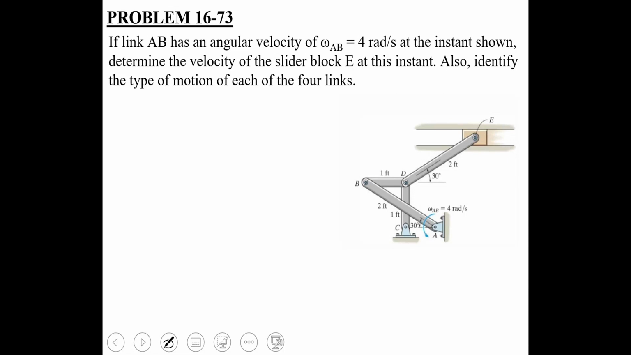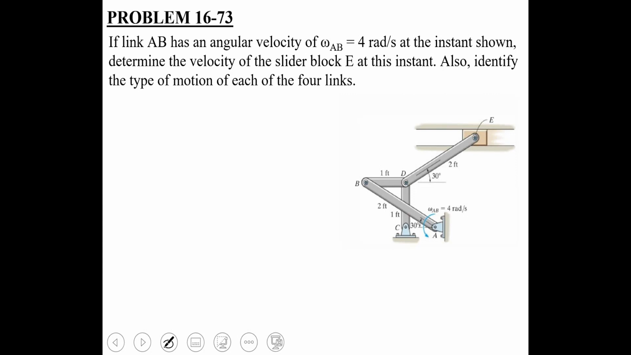since slider E is constrained to move within the horizontal slot, its motion is going to be translatory motion. So overall you have 5 links. 2 of them are in rotational motion, 2 of them are in general plane motion, and 1 of them is in translation. For the links in rotational motion, you are going to apply V equal to omega cross R. For those links undergoing general plane motion, you are going to apply the relative velocity equation in order to solve it.